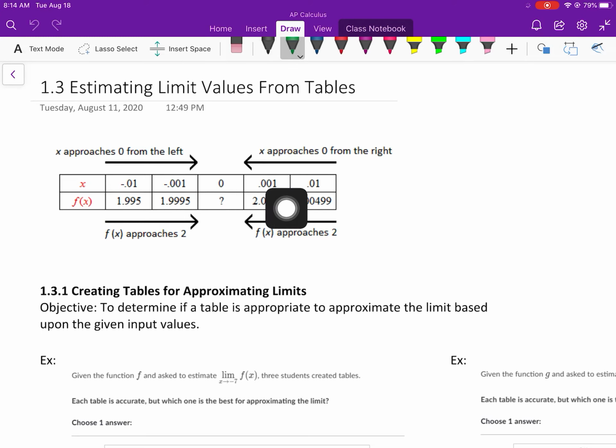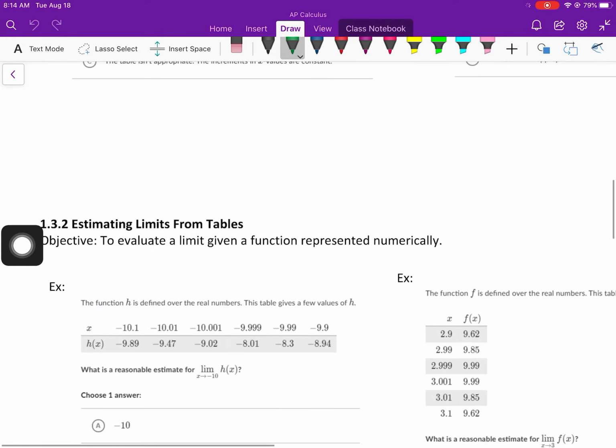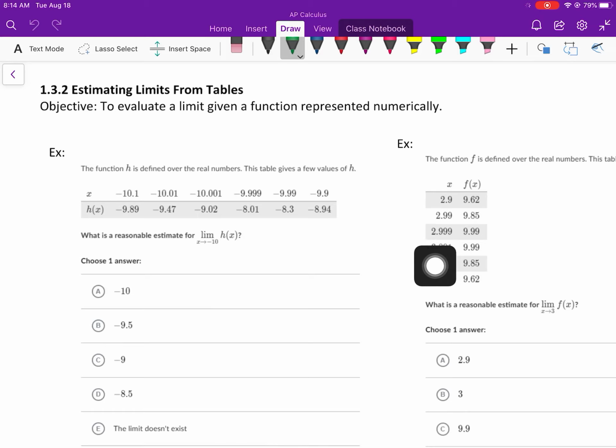So here we have our x values on the top, our y values on the bottom. That's typical, unless, down here you can see there's a vertical table. See, these are the x values, those are the y values. So we have to pay attention to what's the left hand, what's the right hand, and then just kind of picture the graph. What are the values getting close to?